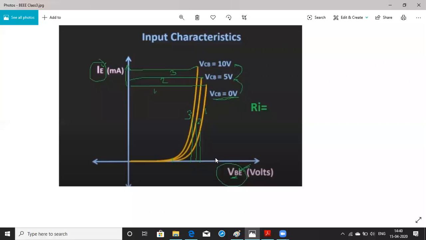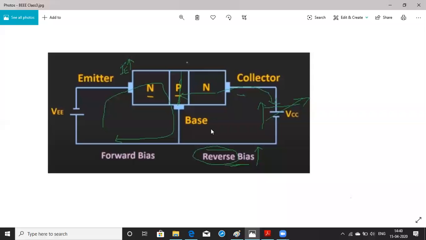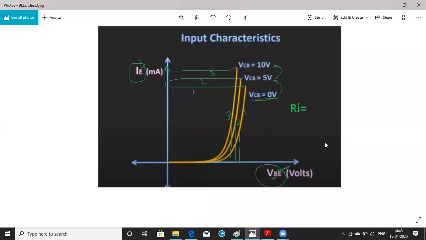If you observe clearly, whenever you are changing this VCB, which is the voltage between the collector terminal and the base terminal, you need to change this VCC. Whenever you are increasing this VCC voltage, what happens? You are increasing the reverse bias voltage. So whenever you are increasing the reverse voltage, the depletion layer will increase, which makes the base width narrower. Therefore, you can see the emitter current starts increasing. So whenever your VCB is increasing, the emitter current is increasing.